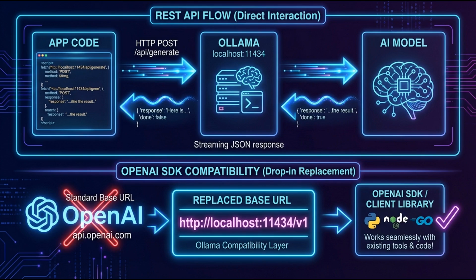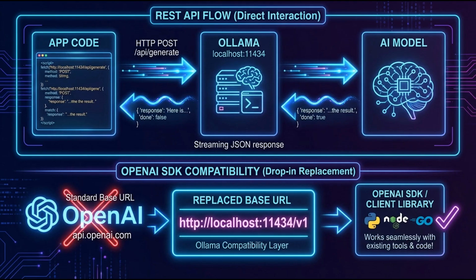Here's where it gets powerful for developers. Ollama exposes a REST API at localhost port 11434. You can call it from any language. In Python, just use the requests library. Send a POST to http://localhost:11434/api/generate with your model name and prompt. You get back a streaming JSON response.